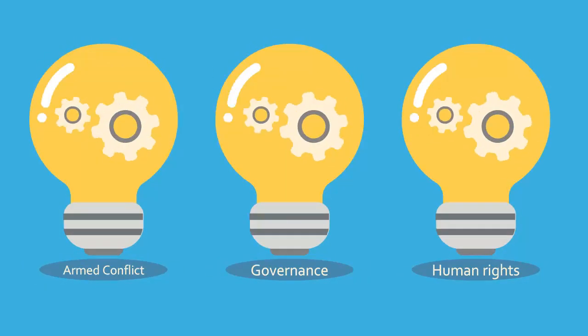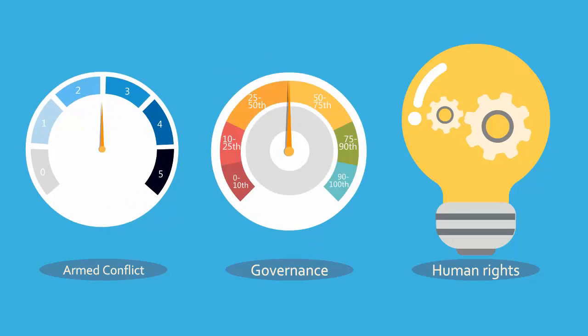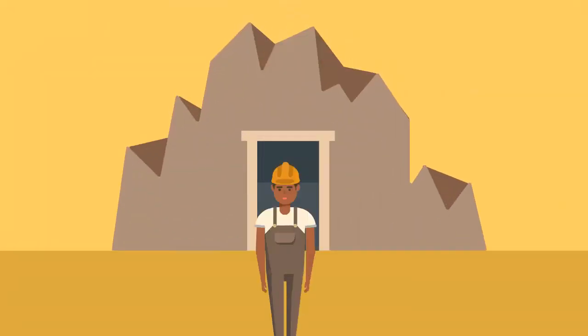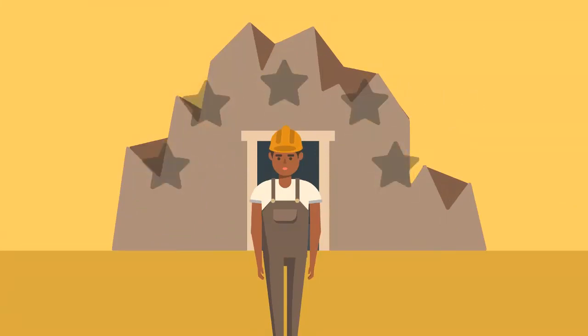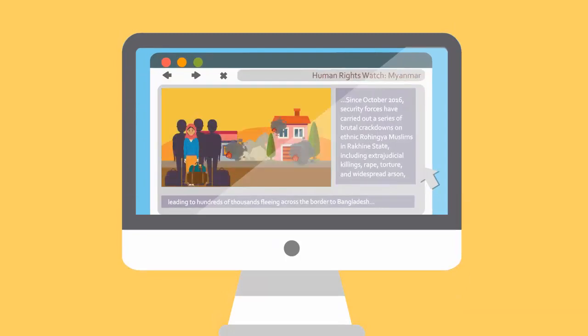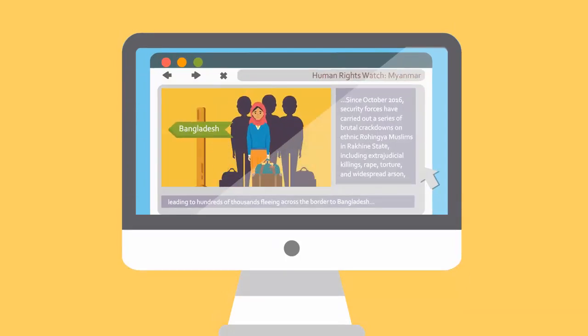Then, define the resources you'll use to evaluate each of the criteria. Resources like Heidelberg and WGI rate the degree of armed conflict and governance in each country or area. Define thresholds beyond which an area is considered high risk. But human rights abuses are difficult to rate with a number. Instead, review reports from media, mining, and human rights organizations.